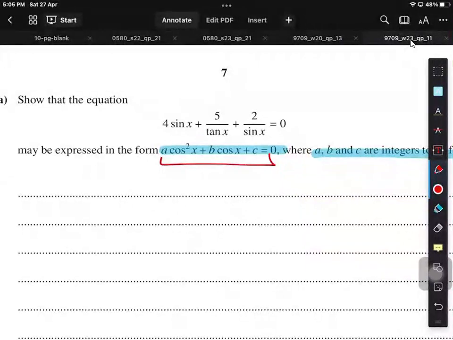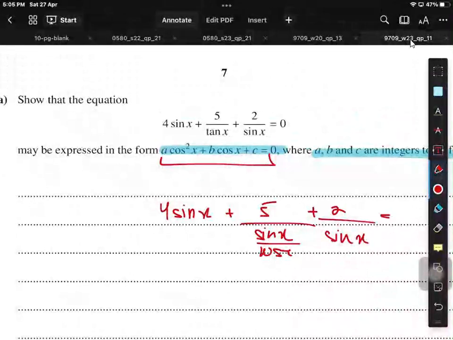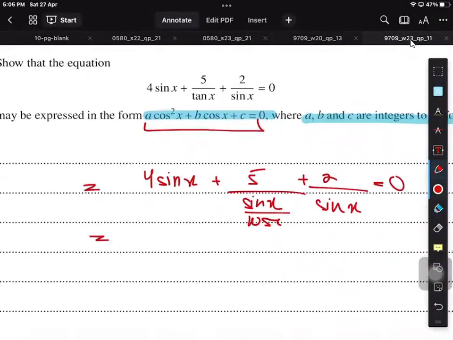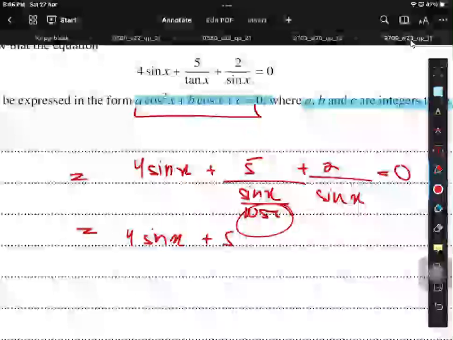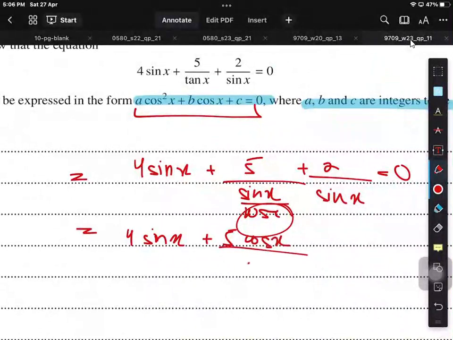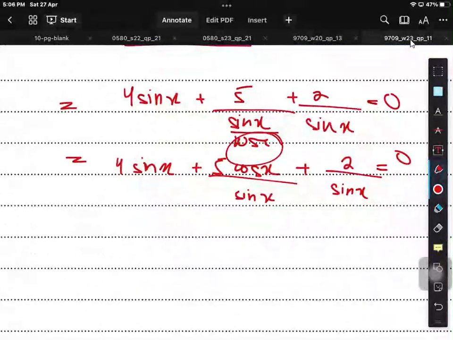Let's first convert this tan, because we don't have tan here, right? So we can convert this tan into sine x over cos x, plus 2 divided by sine x is equal to 0, right? And then this cos x can go in the numerator, so that would be plus 5 cos x, and sine x in the denominator, and plus 2 over sine x. Okay, great. Now we can make the denominators the same.